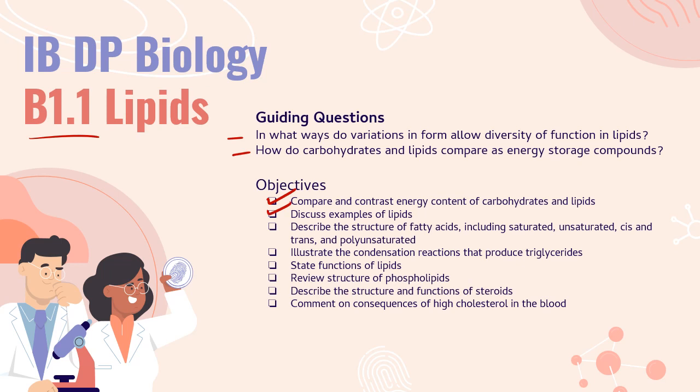We're going to discuss examples of lipids. We're going to look at fatty acids, including lots of variations in the forms of fatty acids: saturated, unsaturated, cis and trans unsaturated, and then polyunsaturated. We're going to look at condensation reactions that produce triglycerides. We're going to state the functions of lipids. We're going to review the structure of phospholipids. We talked about these quite a bit when we looked at membranes. We're going to describe the structure and function of steroids and wrap up with a look at why high cholesterol in the bloodstream is not good for us.